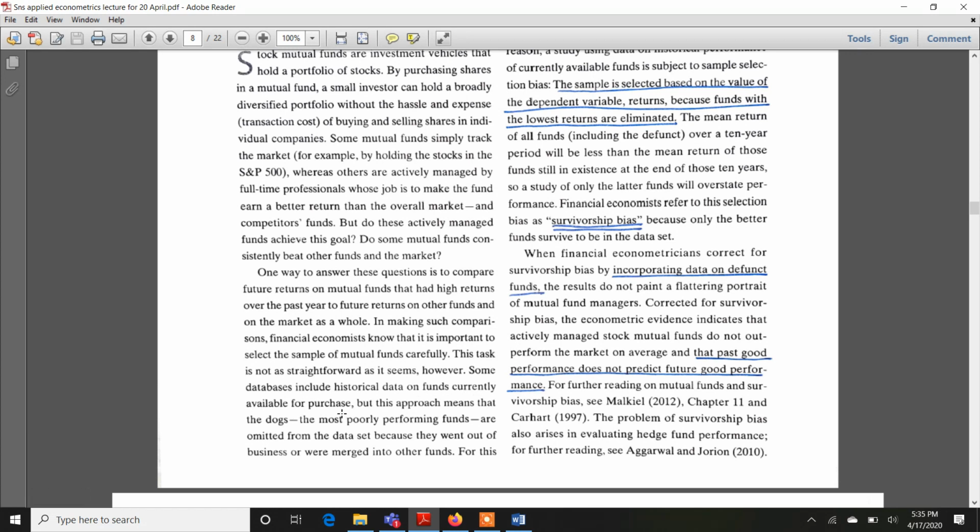Those of you who have followed a little bit of the activities or conventions in the stock market know that stocks that are performing poorly are often kicked out of the market, and that's why we also use the phrase dog, right? The poorly performing funds are the dogs. We don't have data for them. Why? Because sometimes they went into a merger with some other businesses.